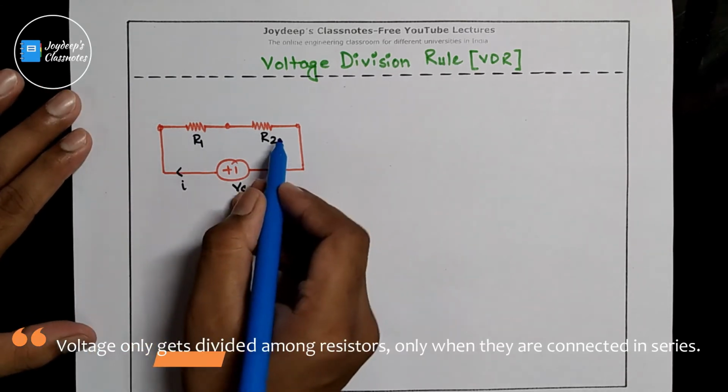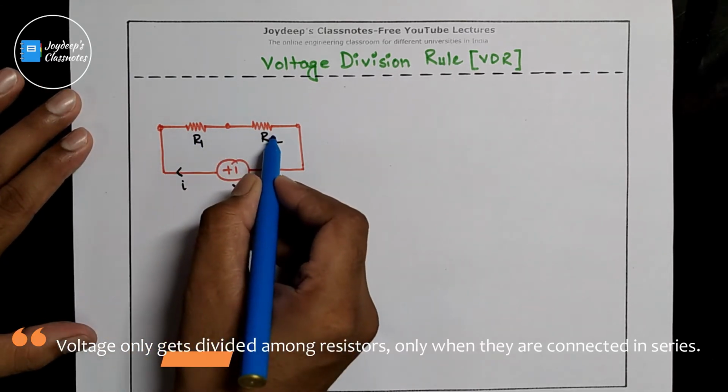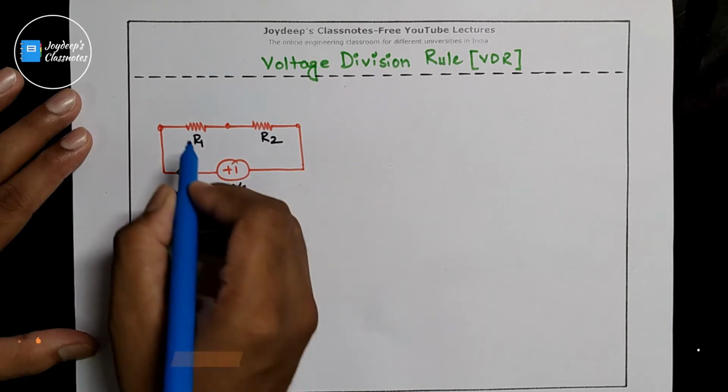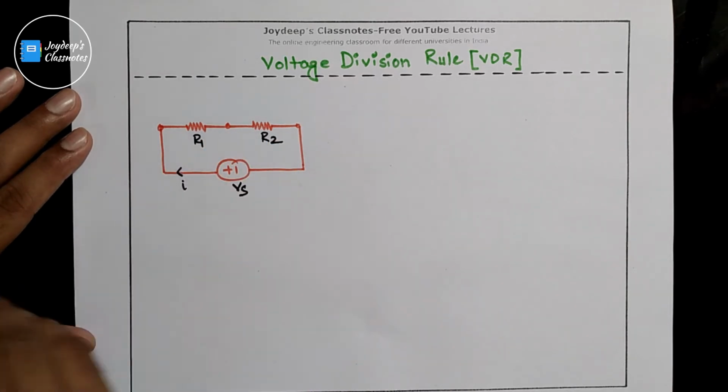That means in this circuit, the resistances are connected in series. This is why this source voltage will get divided among these two resistors.